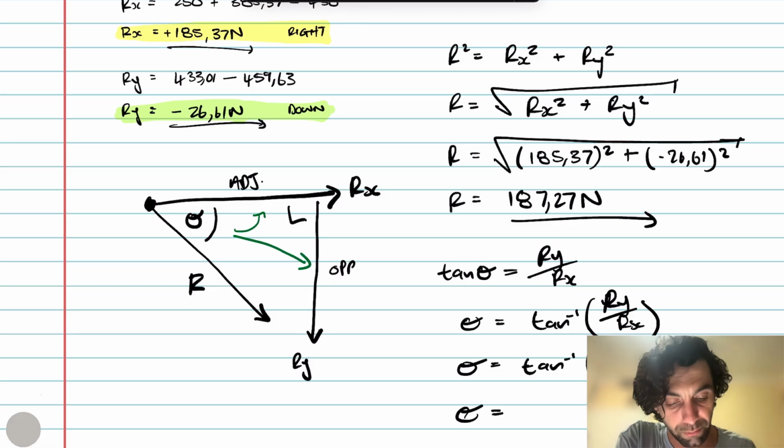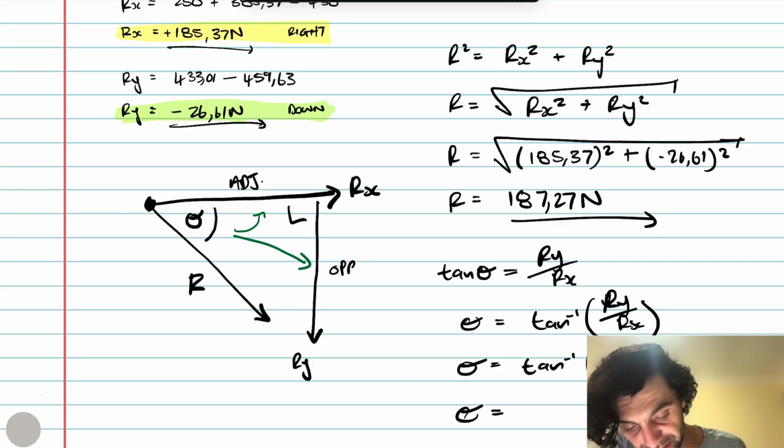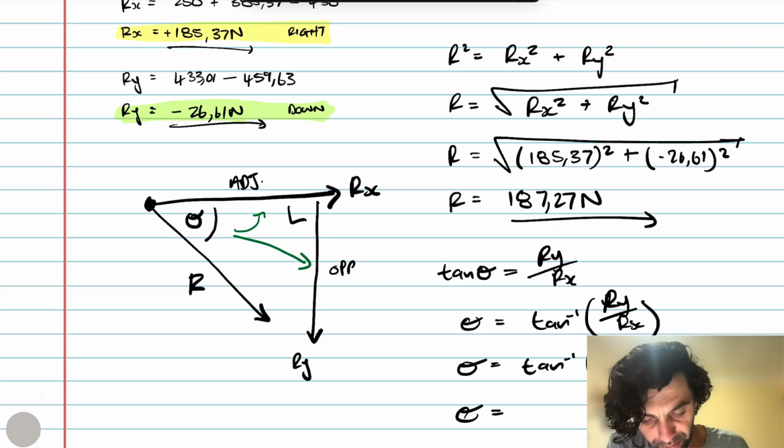Okay, so what does this mean? Well, this means that the resultant force is 187,27 newtons acting at 8,17 degrees, okay? And now our resultant, just for reference, when we just calculated, is acting in this direction, so it's going southward from east, south of east. And that is our final answer.